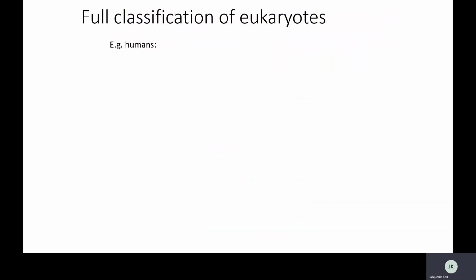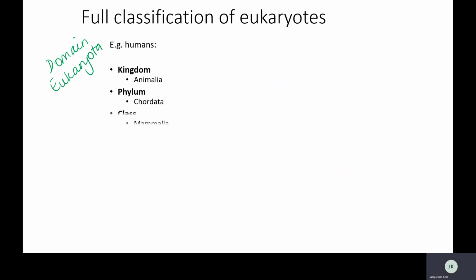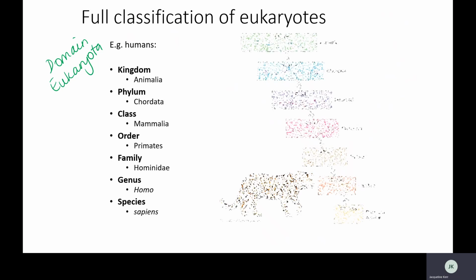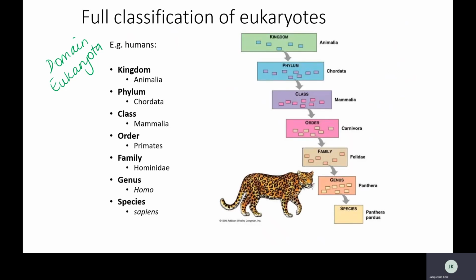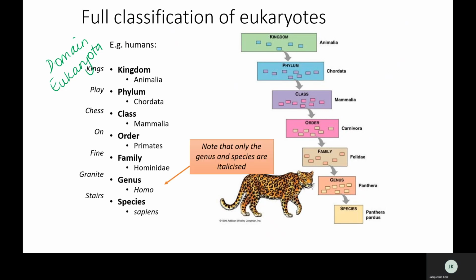You also need to know some examples of how we classify. So under domain, so obviously that's the domain Eukaryota, and then kingdom, so for us, Animalia, and then underneath that is the phylum, Chordata, class, Mammalia, order, Primates, family, Hominidae, genus Homo, and species sapiens. Or here's another example. You kind of see it as a bit of a diagram, like a group within a group. These ones here don't need to be italicized, only the genus and species.